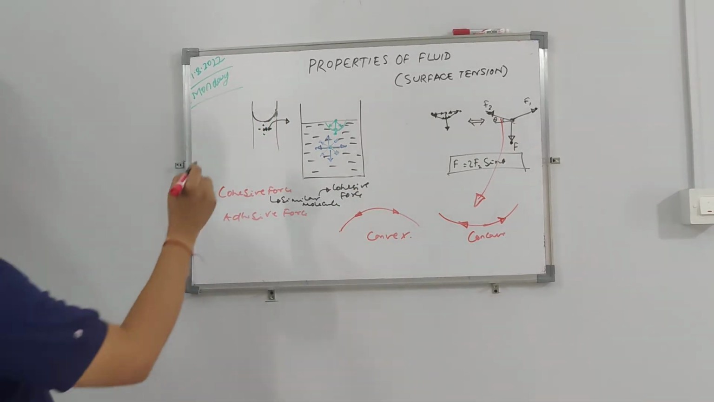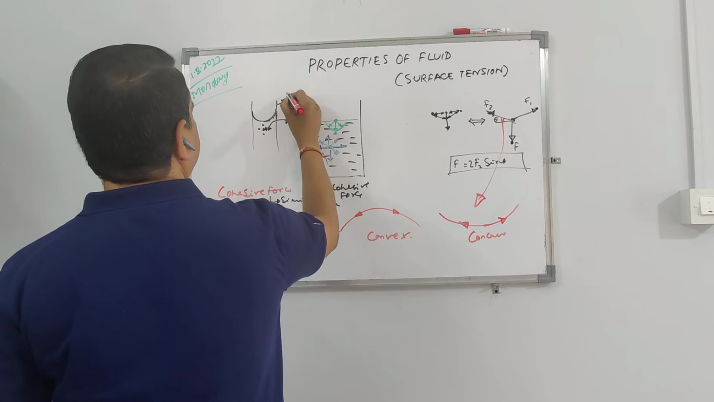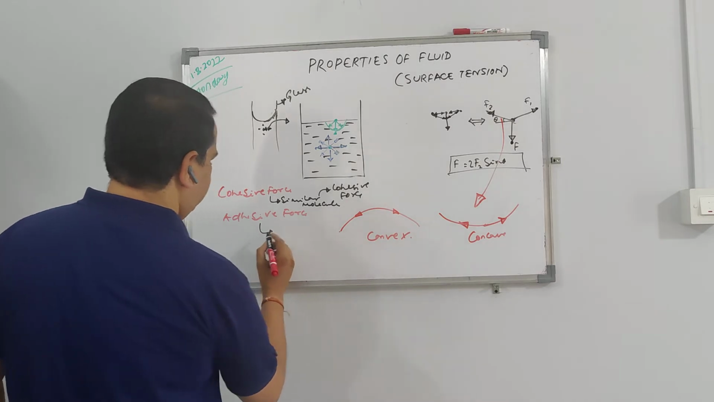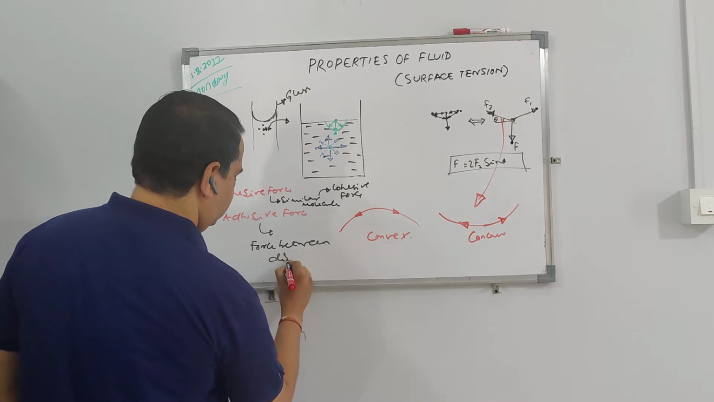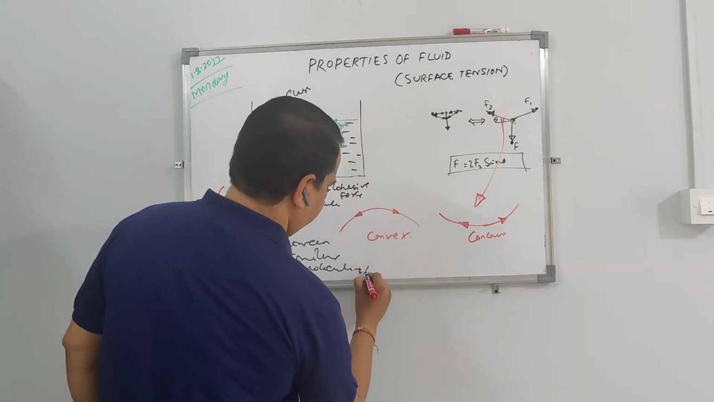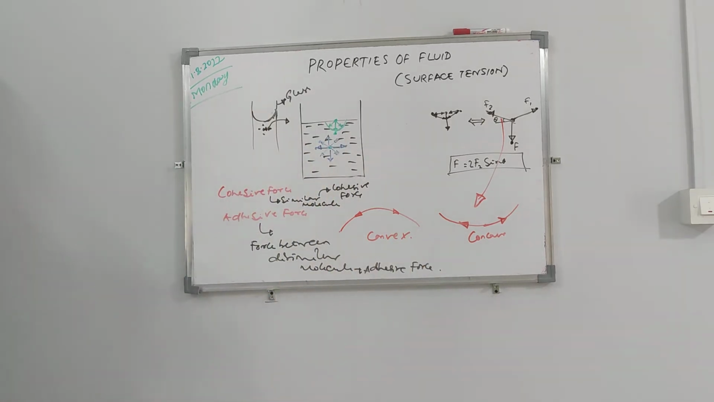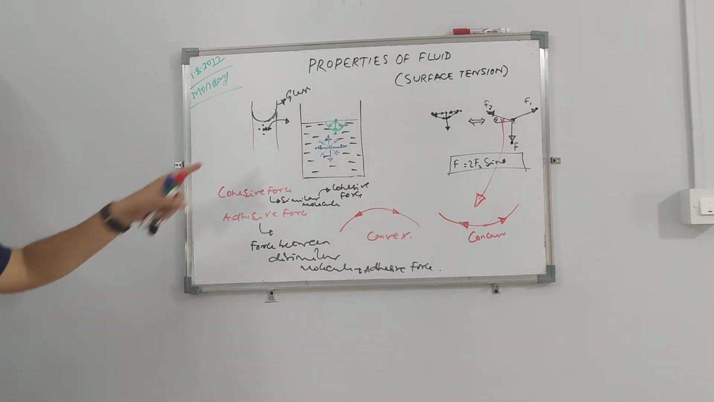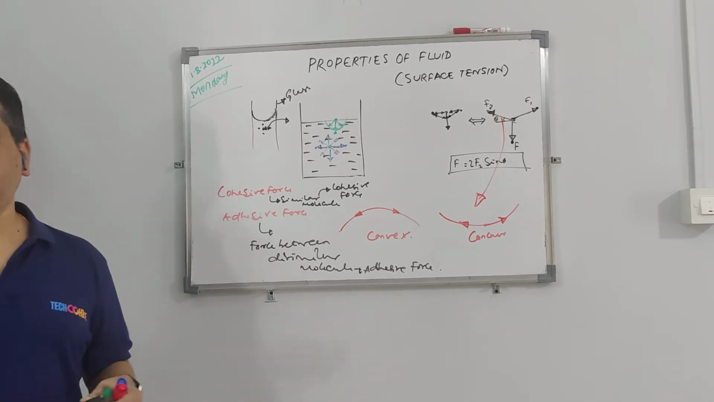But between this liquid and the glass, let us say this is glass. So between the liquid and glass, the force between dissimilar molecules is called adhesive force. So if the adhesive force is more, then it will form a concave surface. If the cohesive force is more, it will form a convex surface, like mercury.